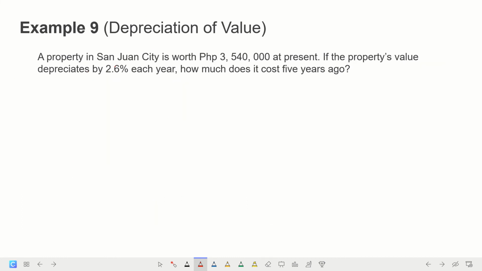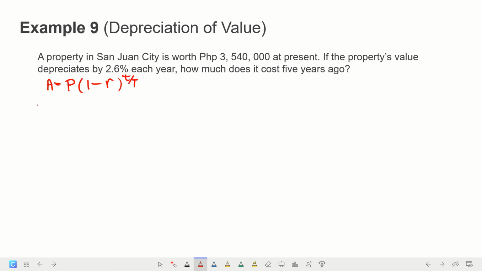Okay, so, example number 9. Again, for depreciation of value. So, a property in San Juan City is worth 3,540,000 at present. So, if the property's value depreciates by 2.6% each year, how much does it cost 5 years ago? So, here, again, our equation is the amount is equal to the initial value times 1 minus r raised to t divided by t.